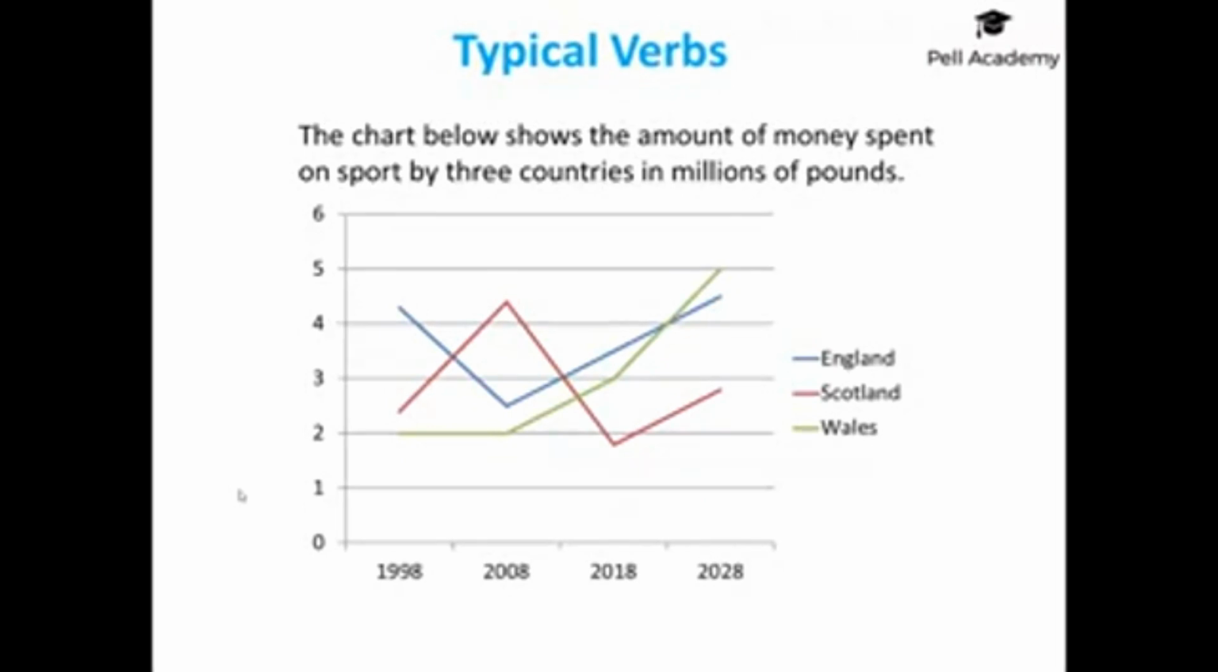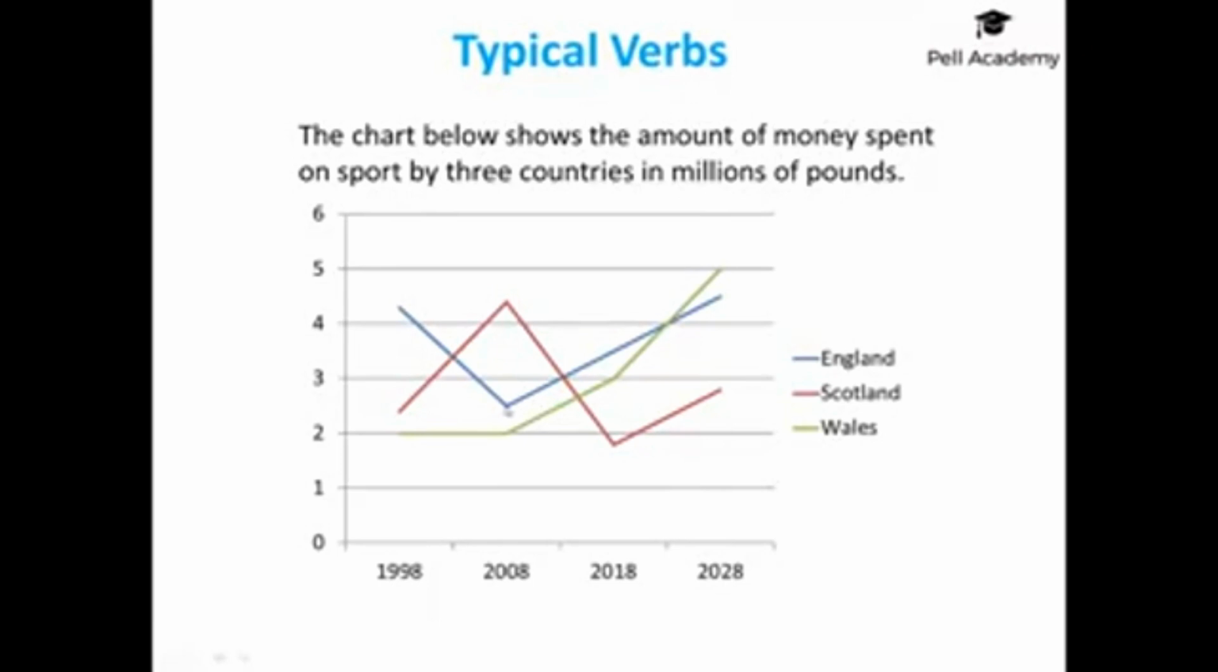The second thing then is, at the other side of the verbs we looked at, you need your preposition. So for England, there are 2 ways of saying it. In England, between 1998 and 2008, the amount of money decreased from about £4.3 million to roughly £2.5 million. Okay, so from this number to this number.